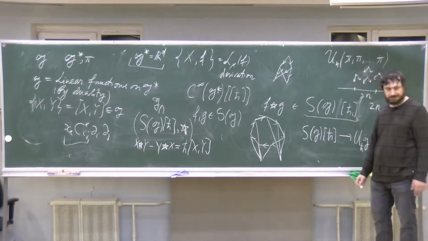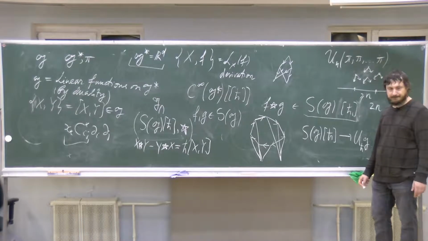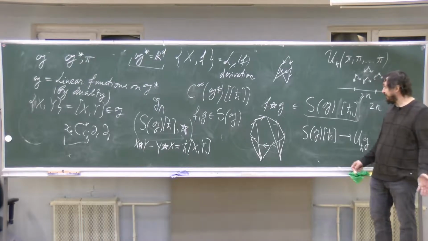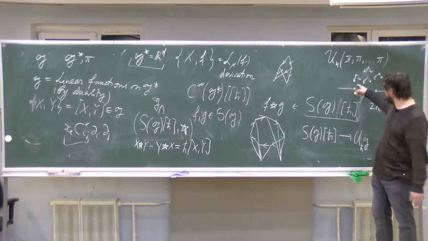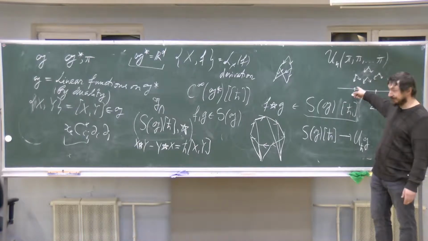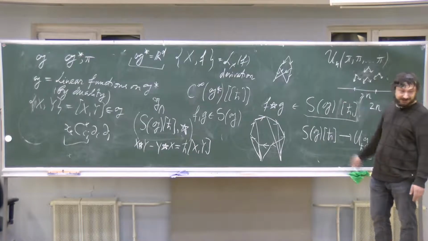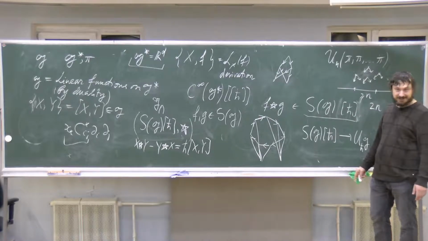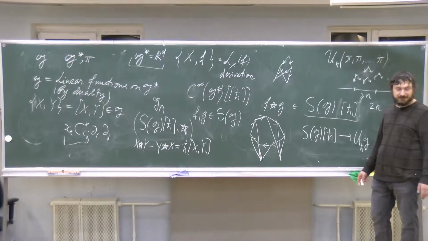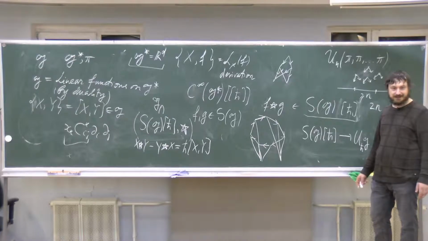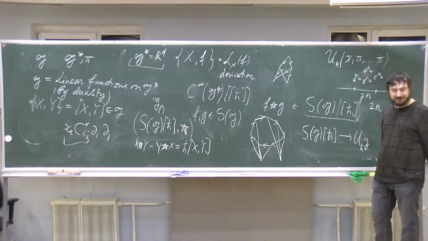I'm sorry, why did the high terms cancel? They cancel because, if you look at this formula, you'll see that all the differential operators will be of higher degree, while x and y are just linear. So the high terms will vanish. Yeah, all high terms will vanish.